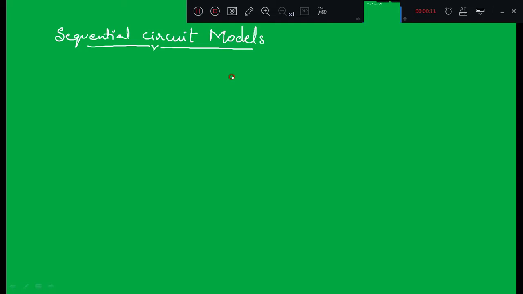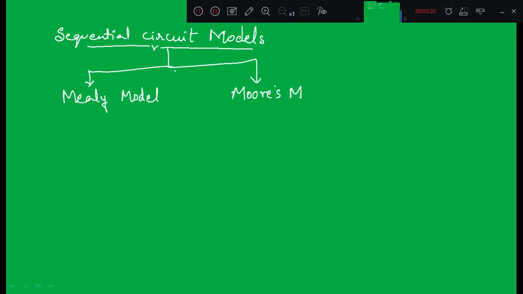So in the last class we discussed the design of synchronous counters using D, T, SR and JK flip-flops, right? So in today's class we will discuss the sequential circuit models. Under this heading we are going to discuss two types of models. One is the Mealy model, and the second one is the Moore model, right? So what are these models?